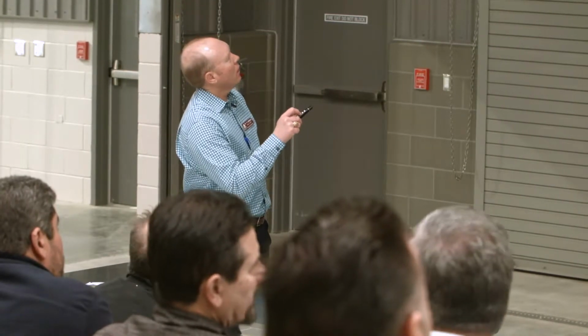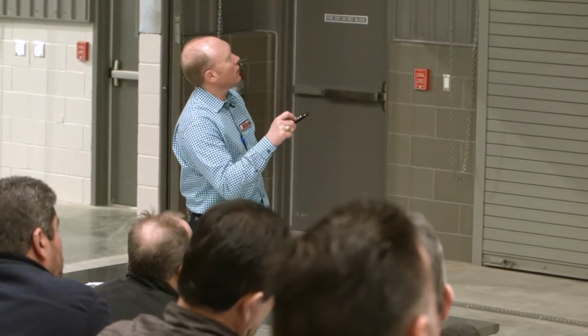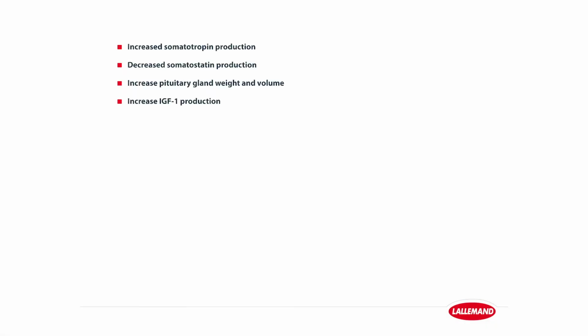Fundamentally, all of these compounds do these things right here. Number one, they increase production of somatotropin. Somatotropin you would know as growth hormone. So I could say bovine growth hormone would be bovine somatotropin. Human growth hormone would be human somatotropin. Okay, so we have an increase in growth hormone, and we have a decrease in somatostatin. Somatostatin is growth hormone inhibitor. So if we have more hormone and less inhibitor, then we have some growth effects.